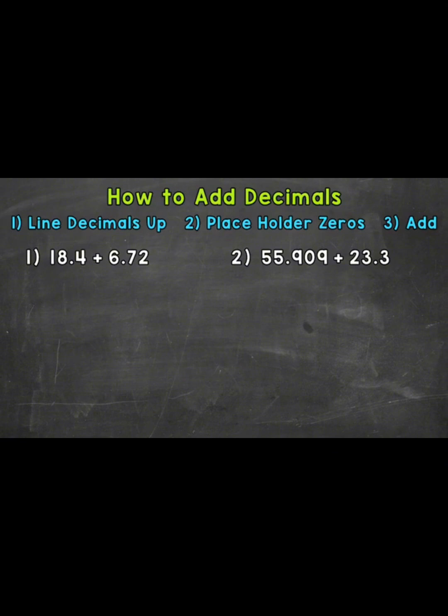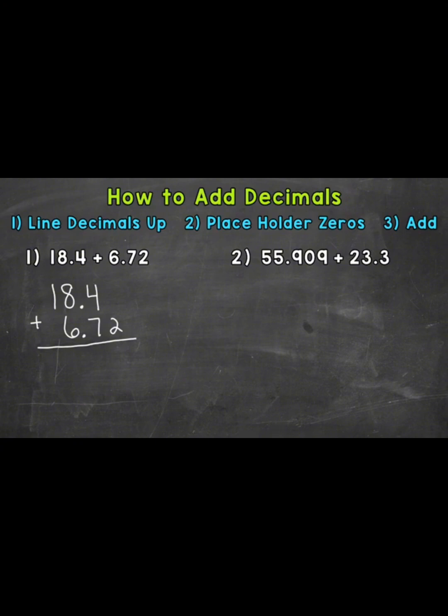So when we set these problems up, we want to make sure that we line our decimals up. That's going to line up all of our places. So number 1, we're going to do 18 and 4/10 plus 6 and 72 hundredths. Notice how the decimals are lined up.